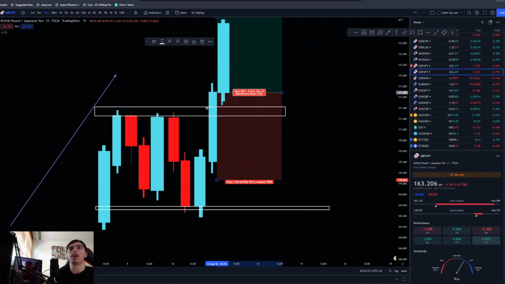Now a lot of people are going to say, oh, what if we reject here because we're closing above the range? Now this is very, very important, guys. I can't express how important this is.